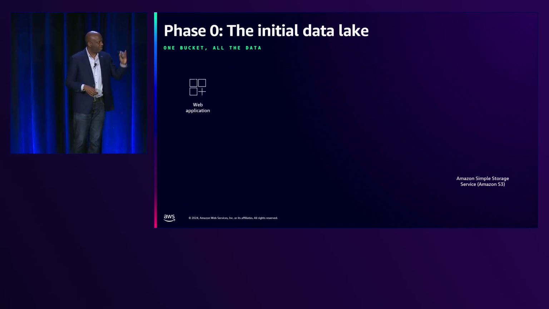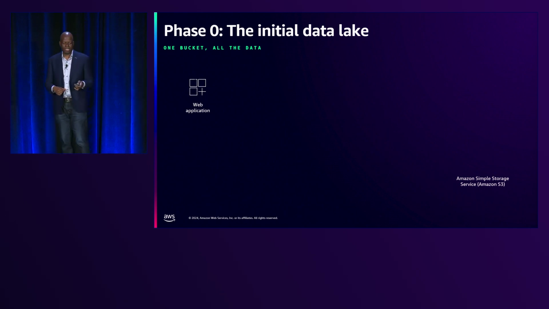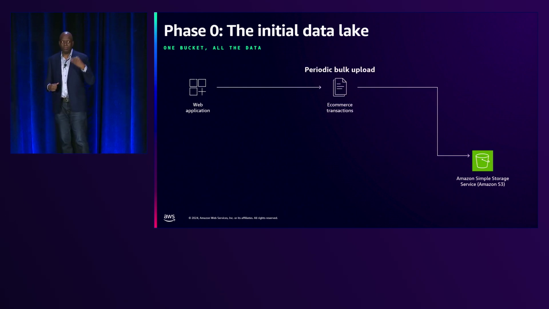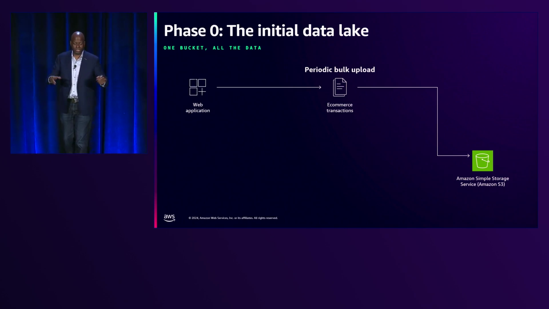First we have a web application, and people make orders, and there's data that comes from the orders, the transaction, all the details, who bought it, where we're sending it to.